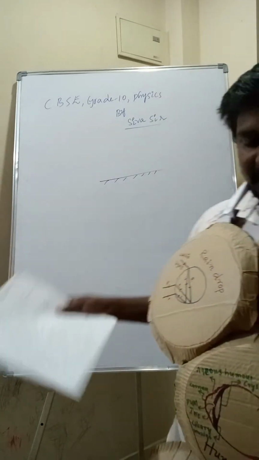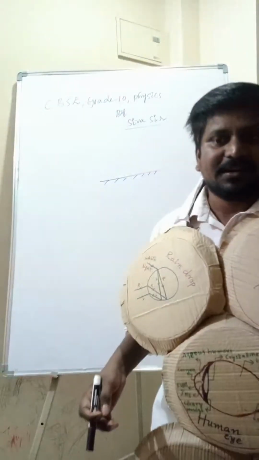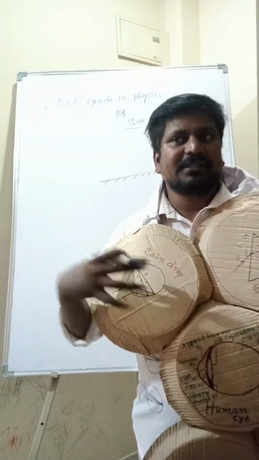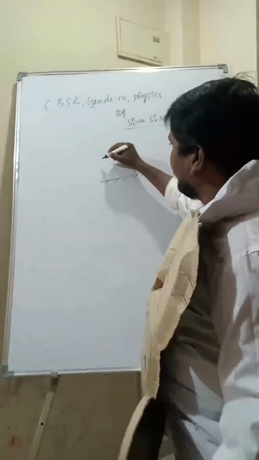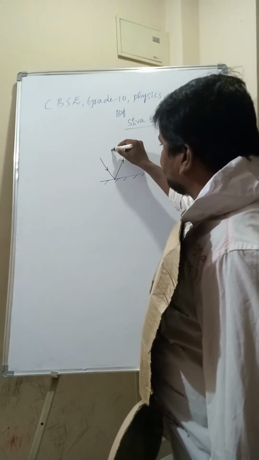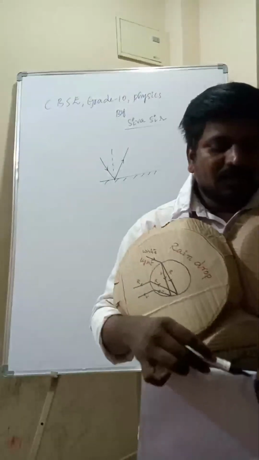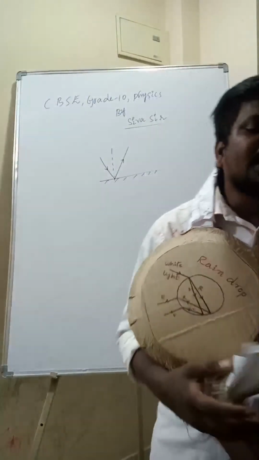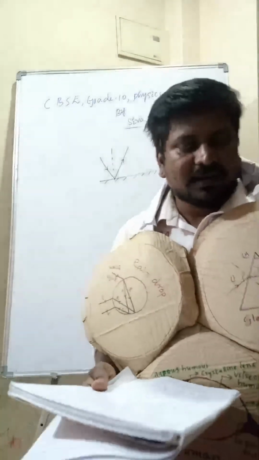Reflection of light: the bouncing back of the light from the reflecting surface. Whenever you are seeing the light, it is reflecting. Now you can see this light incident on that surface, it will be reflected back. This is a normal line. But here we are only talking about the definition. The property of light coming back into the same medium from a boundary separating two media is called reflection.